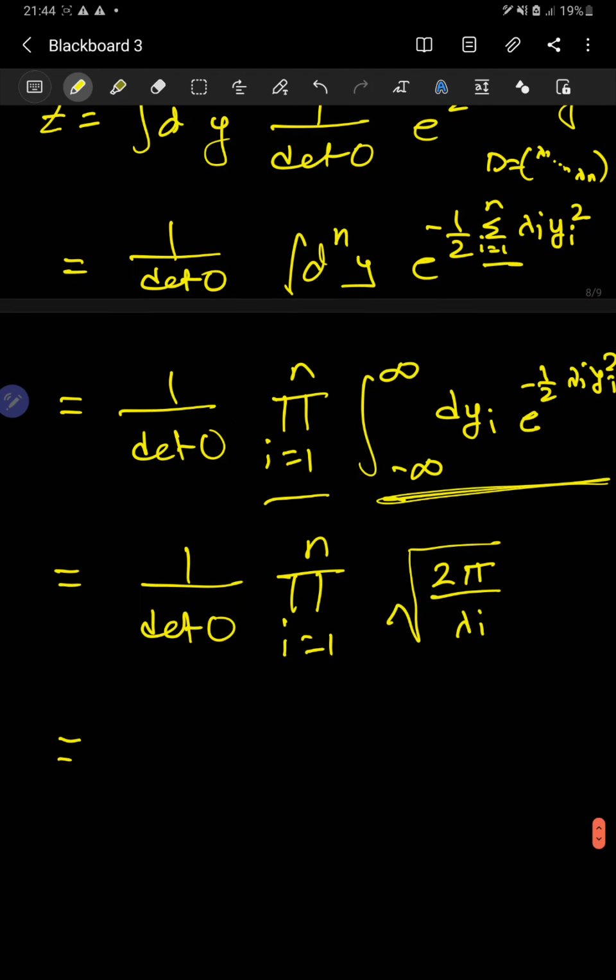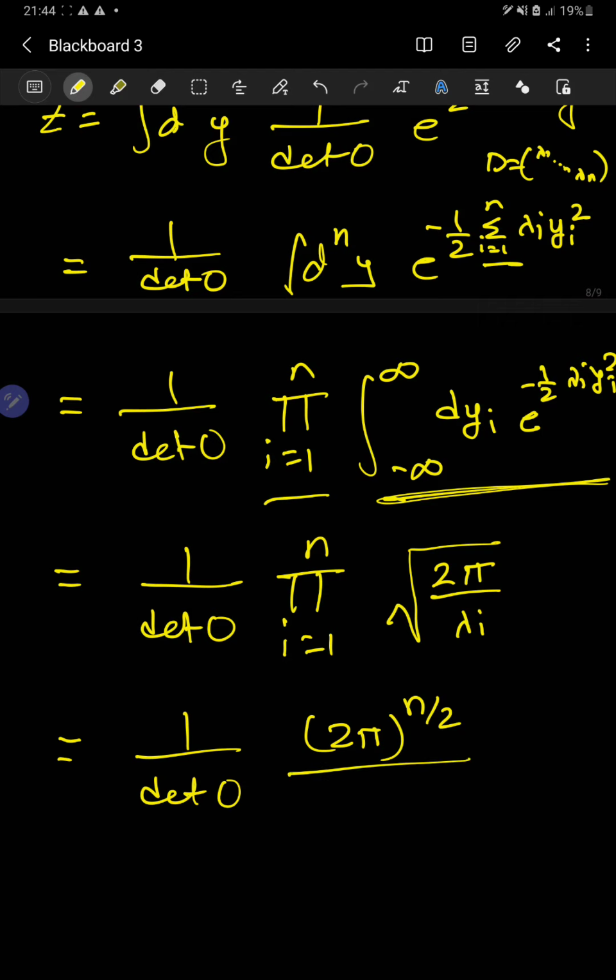So there's that. So we can write it like this. Since we have n product, we can write the 2 pi as n over 2, because we have n of these and there's a square root attached to each of them. And the lambda i's, the product of lambda i's.